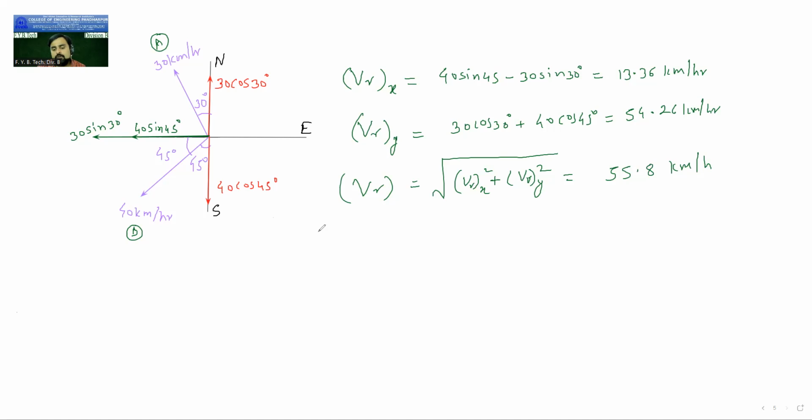Okay. So the distance of A with respect to B. Distance is equal to what? Speed into time. Speed is 55.8 into time. Time is half hour. 27 point.